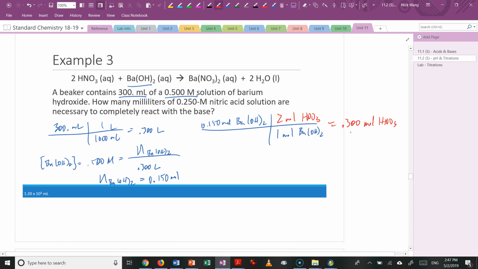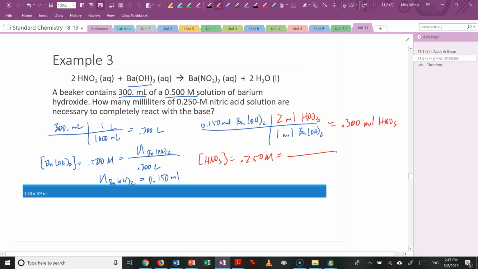Now, let's go ahead and finish it up. Since I know I have 0.300 moles of HNO3, I'm going to try to address the question. The question is asking me about the volume of another solution. So I'm going to have a concentration, I have to get the volume, and I'm given a mole amount. Let's apply that molarity formula again. So the concentration of HNO3 is given to me as 0.250 molar.